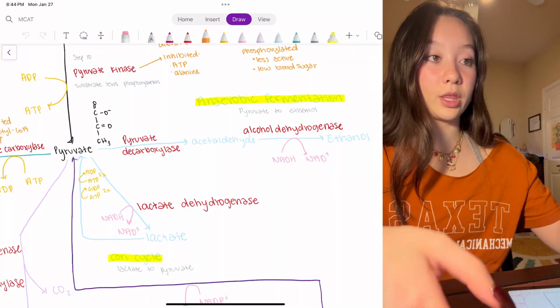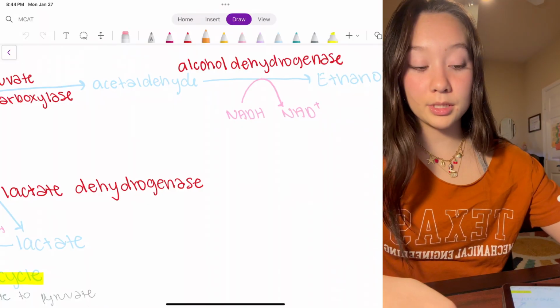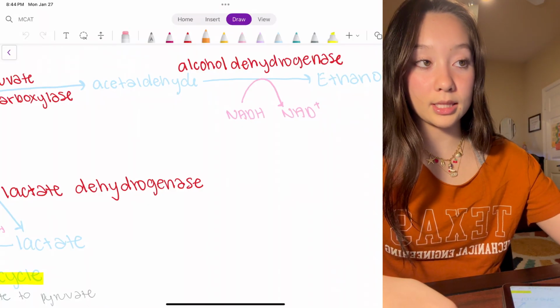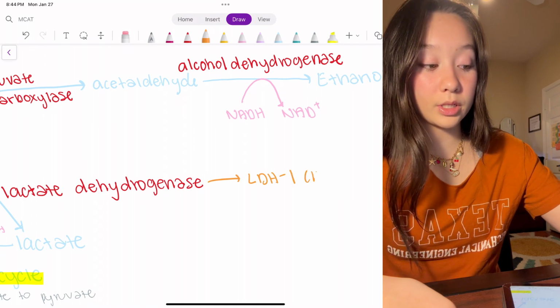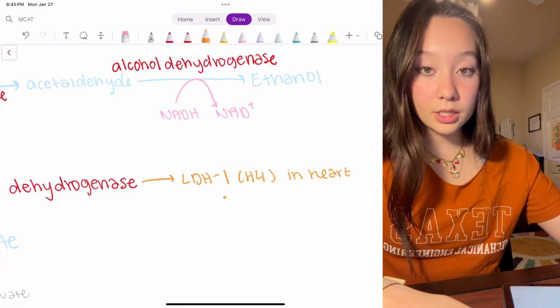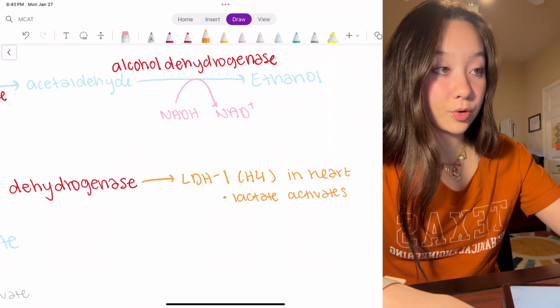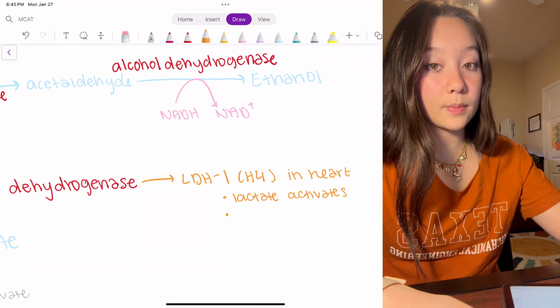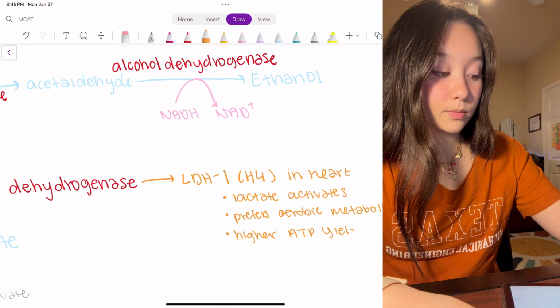Let's start off with lactate dehydrogenase. There are two different types of this enzyme. Lactate dehydrogenase 1, also called H4, is found in the heart. For this type of the enzyme, lactate activates it, and it prefers aerobic mechanisms. It also has a higher ATP yield.